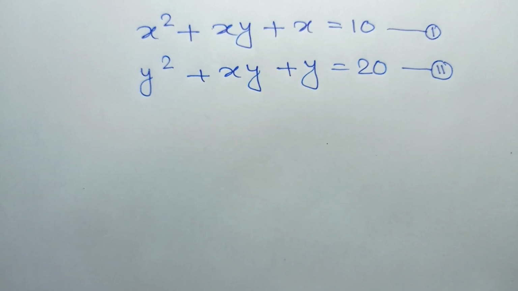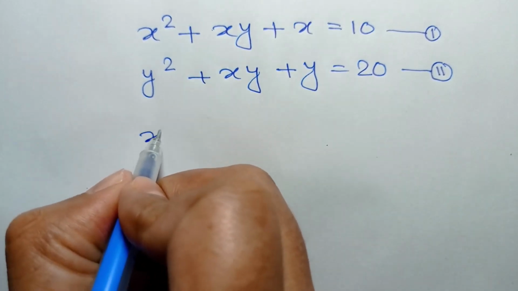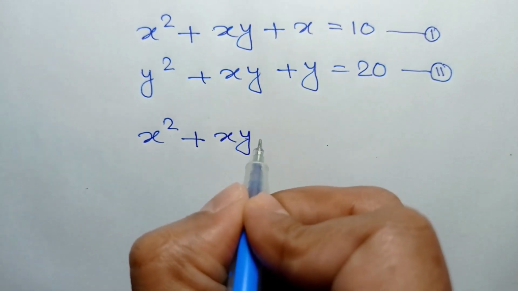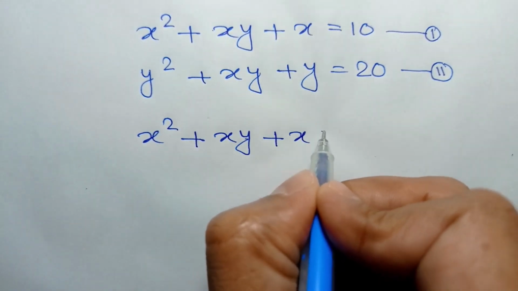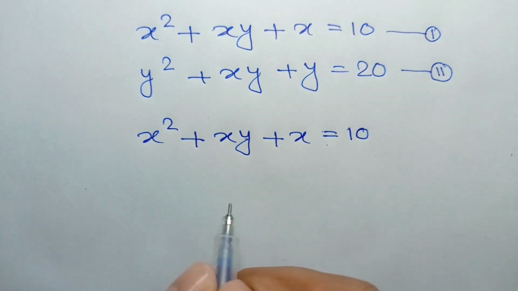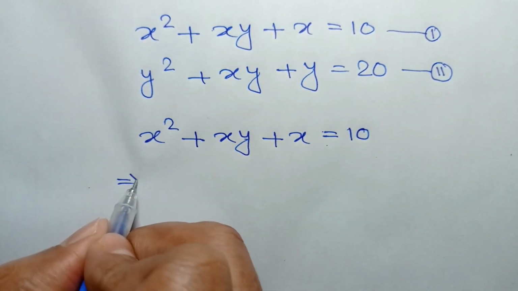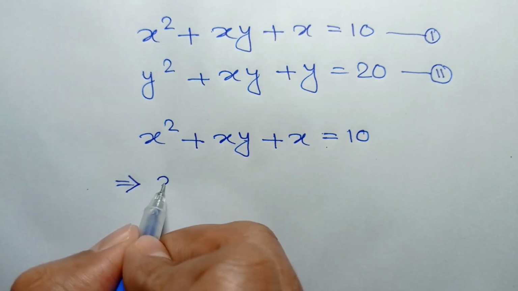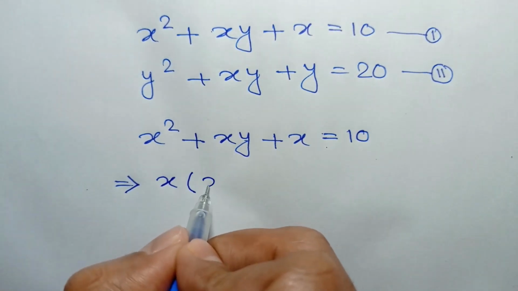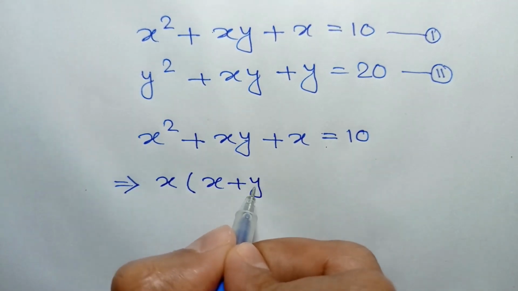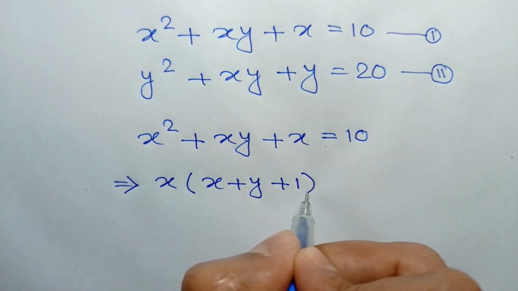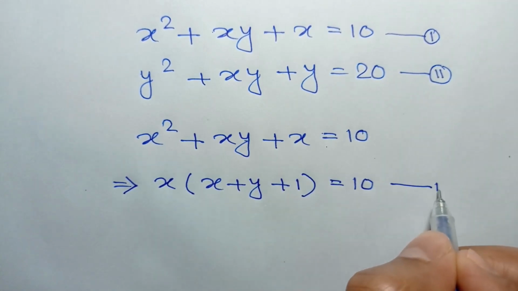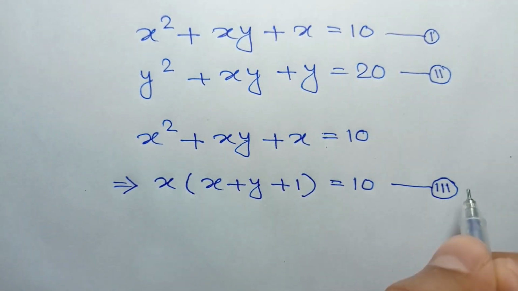From equation 1, we can write x squared plus xy plus x is equal to 10, or taking common x from the left side, we can write x times (x plus y plus 1) is equal to 10. Call it equation number 3.